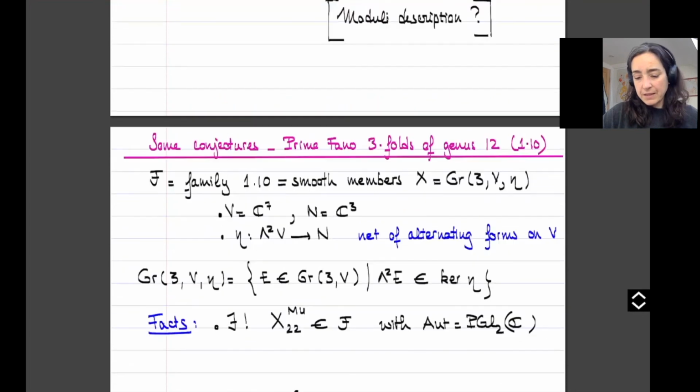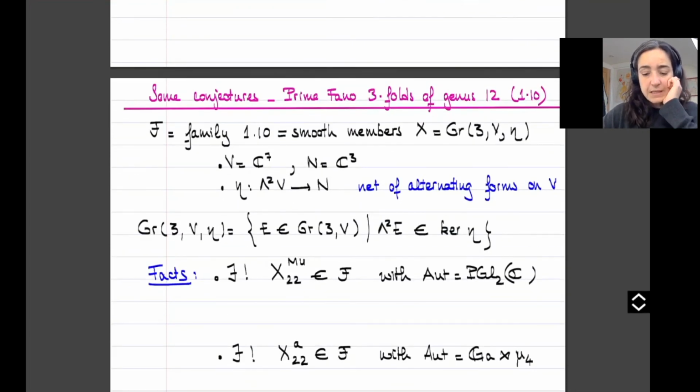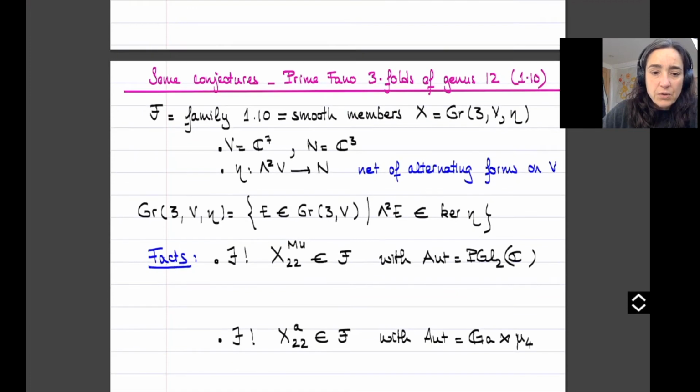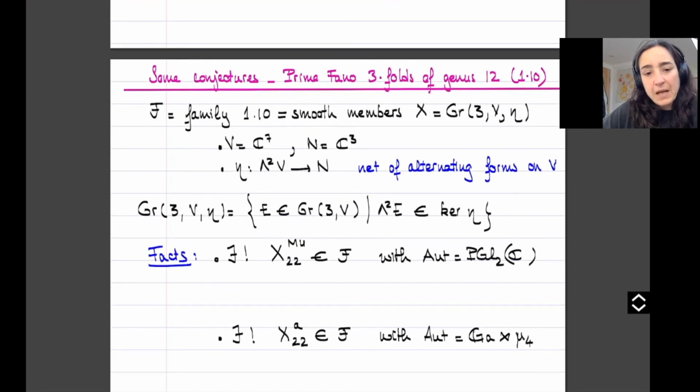And this description is in some sense quite explicit, but still quite mysterious. So we know that there exists a unique element in this family which has automorphism group equal to PGL2. So how do you get this? Well, you take V to be a representation of SL2 in the above construction.